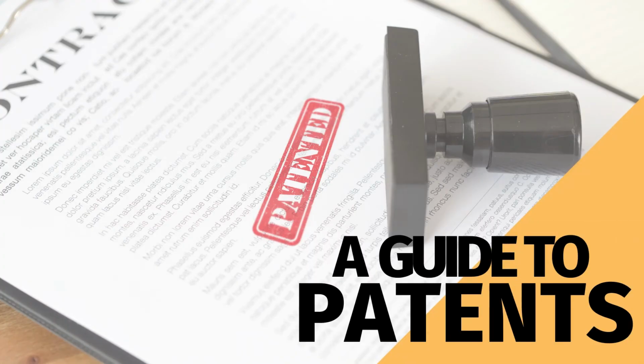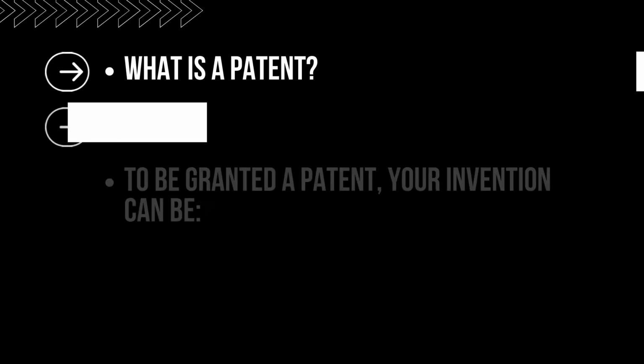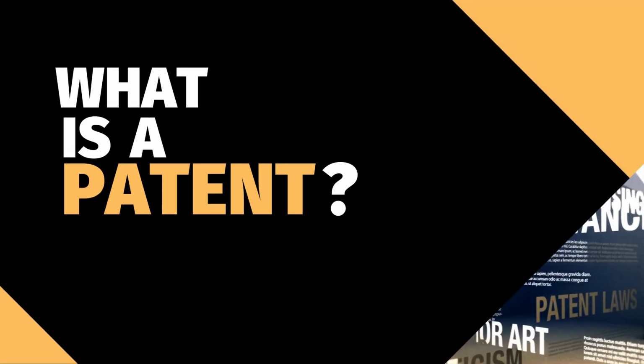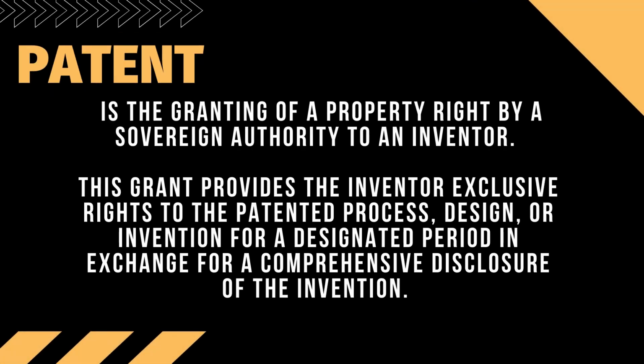And now we are going to discuss patents. What is a patent? What can you patent? Patent requirements. And when to apply for patents. What is a patent? A patent is the granting of a property right by a sovereign authority to an inventor.